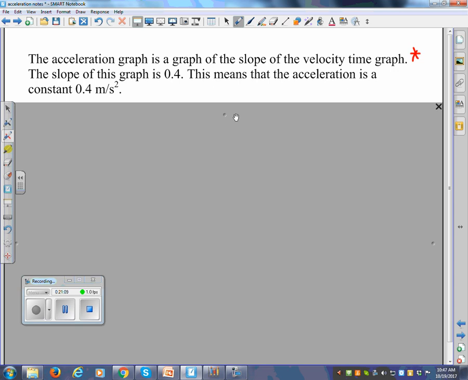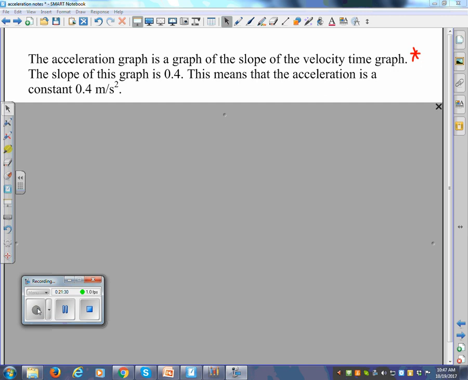If the slope of that graph was 0.4, that tells us that the acceleration is a constant 0.4 meters per second squared. And I'll explain that meters per second squared right away. So if I find the slope of that graph, and I found it to be 0.4, this tells me that the acceleration is a constant 0.4.